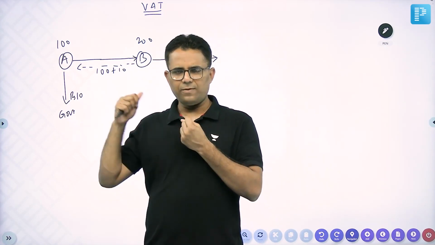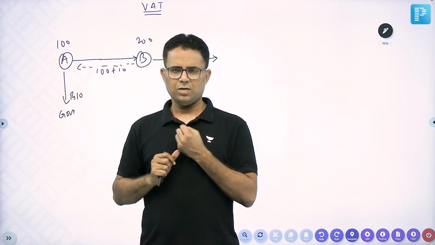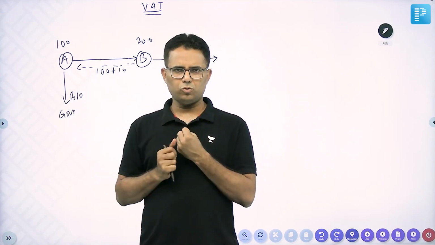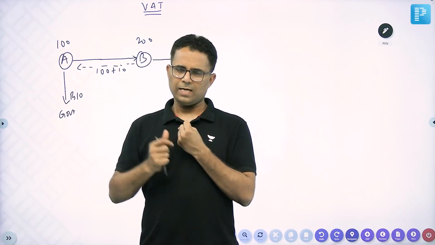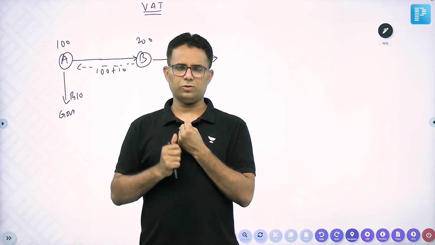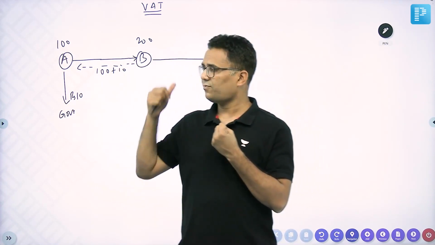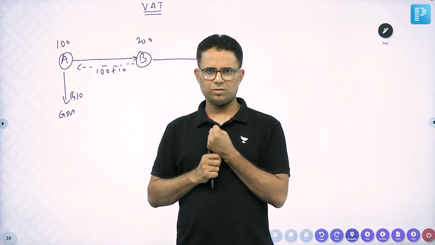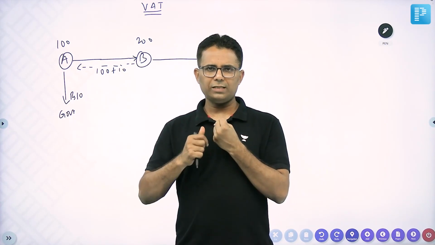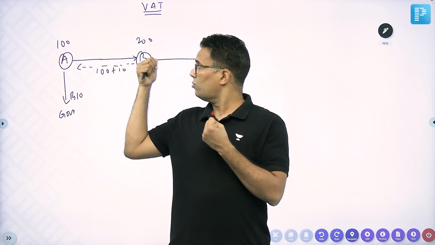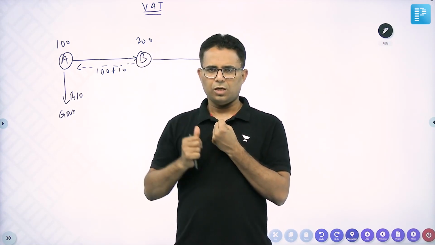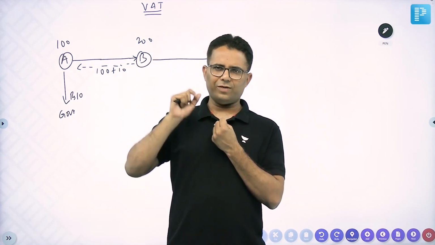I have already paid 110. For my product, I want 200 rupees. For my work, I want 200 rupees. And I have to pay effectively 20 rupees to government. So government is saying to B that don't pay tax only on your value 200. You pay the tax on entire value.